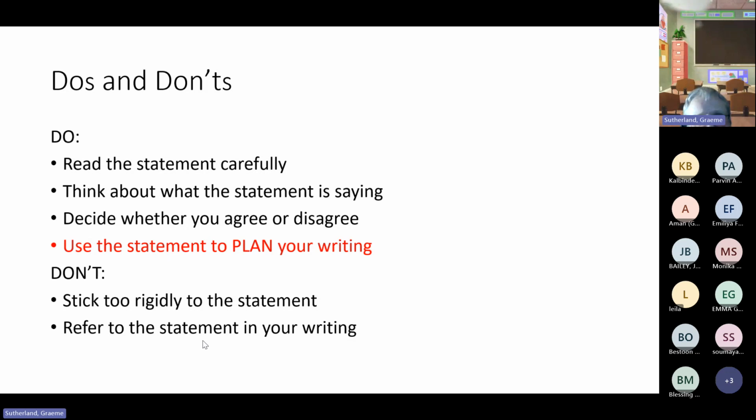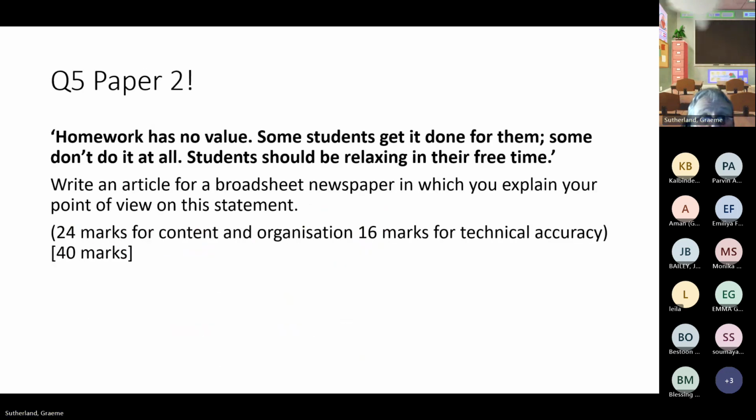So never refer to it. Never say, "I don't agree when the statement said that." What statement? You're writing an article for a newspaper. The readers of your newspaper haven't seen the statement. You're just writing on the subject. But yes, use the statement as much as you want to.